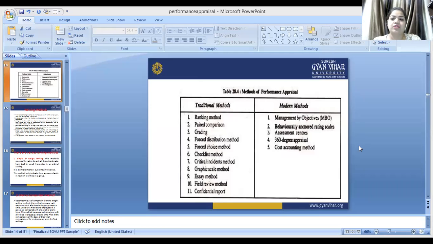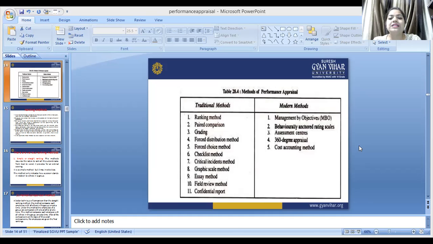So in this lecture, we are going to discuss methods of performance appraisal. As we know, performance appraisal appraises the performance of the employees who are working for the organization to achieve its goals. Why the organization needs to appraise employee performance, what to do and how to do it, we already read in the last chapter.